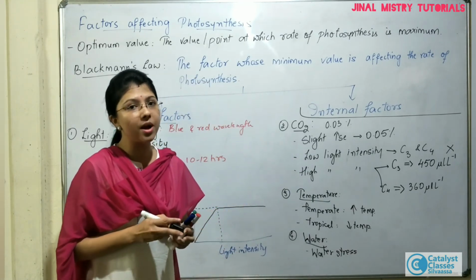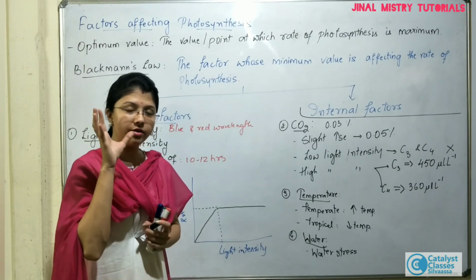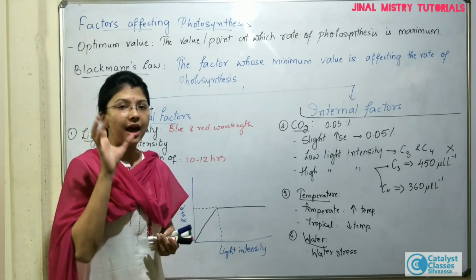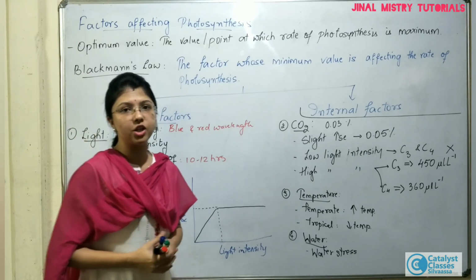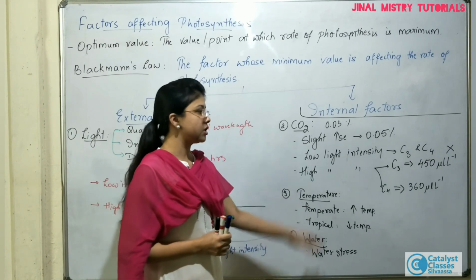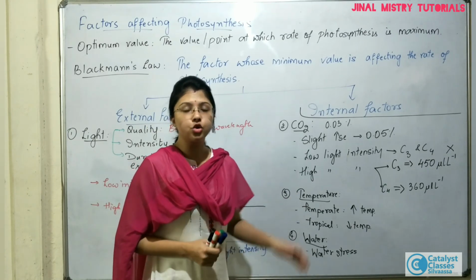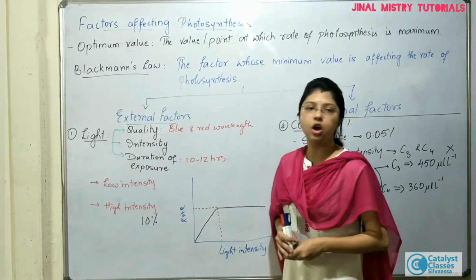Closing of the stomata because of the water stress will not allow carbon dioxide to enter from the atmosphere into the cells, and as a result the photosynthesis process will be affected. So these are all the external factors which affect the rate of photosynthesis.